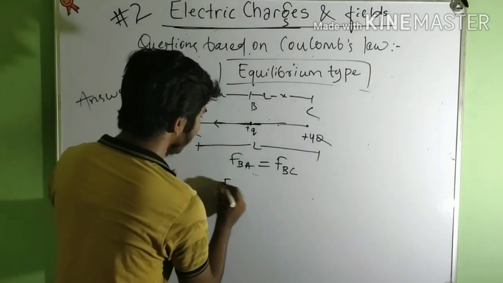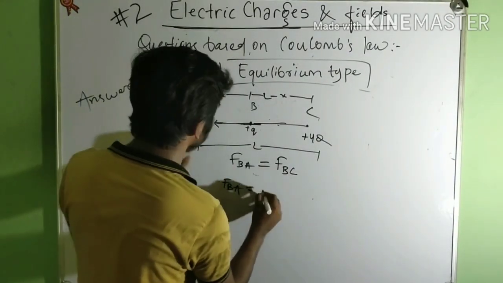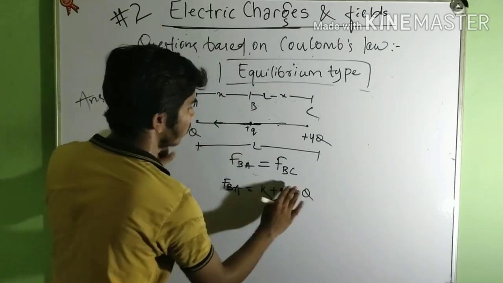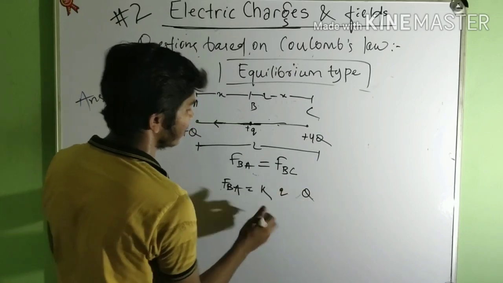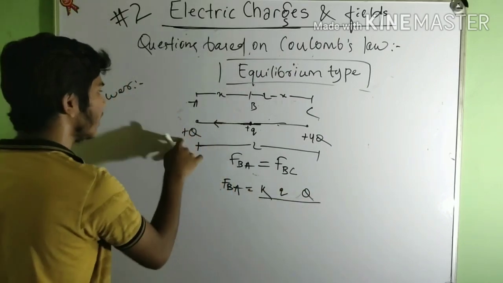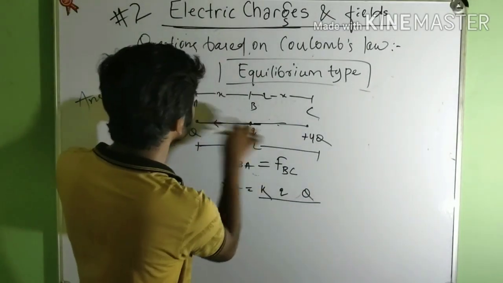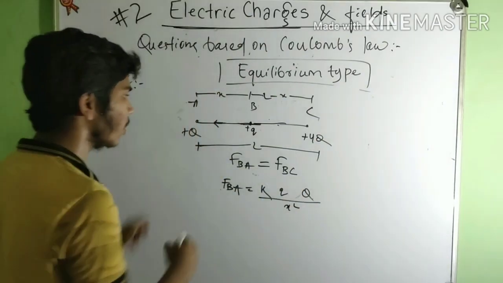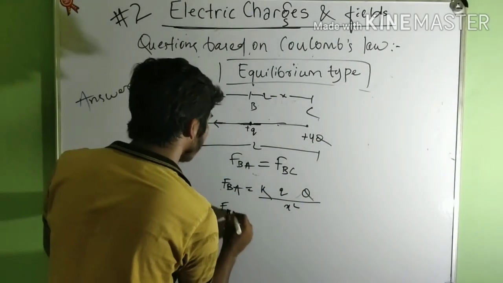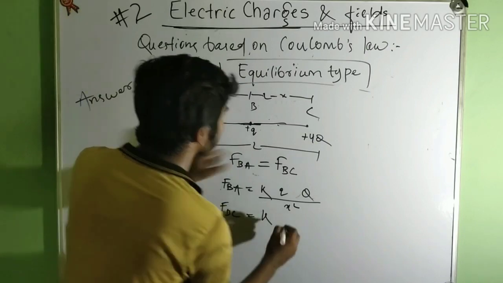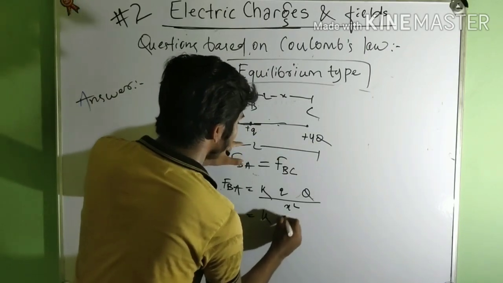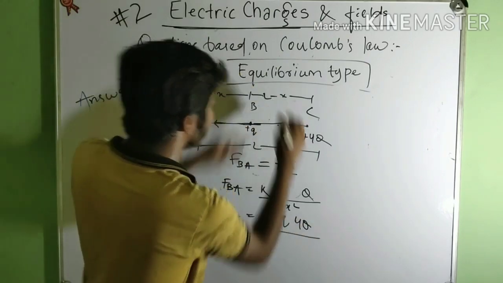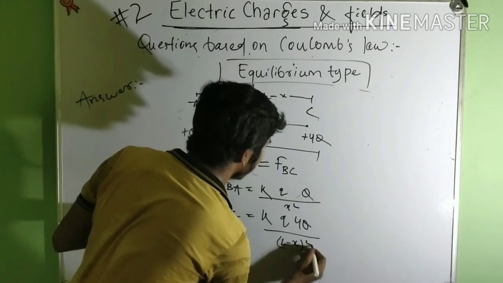So force on B due to A is equal to k small q into big Q by x square, you shall not consider the signs of the charges because they only give direction. Force on B due to C is equal to k small q into big 4Q by the distance between them, which is L minus x whole square. We shall equalize these two.